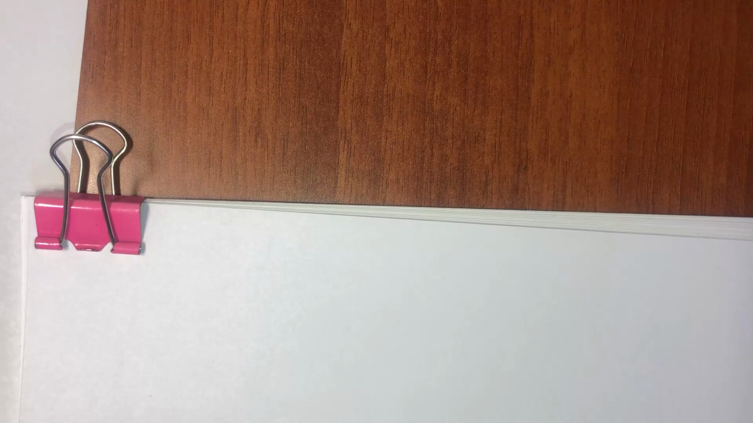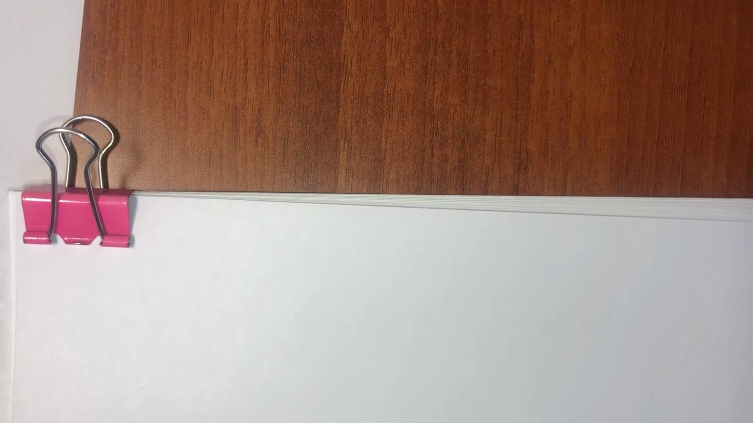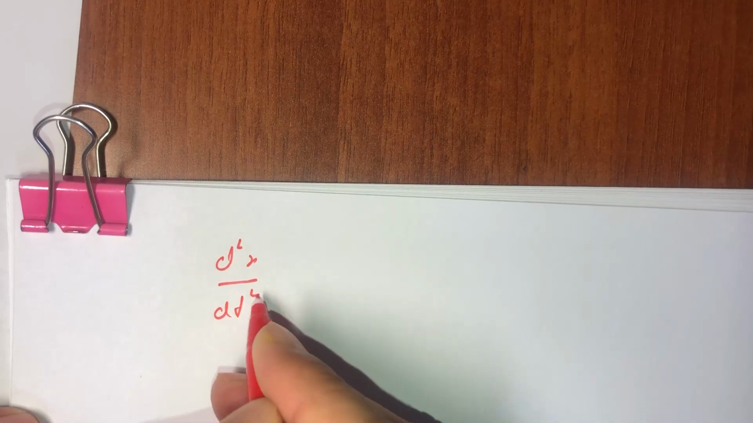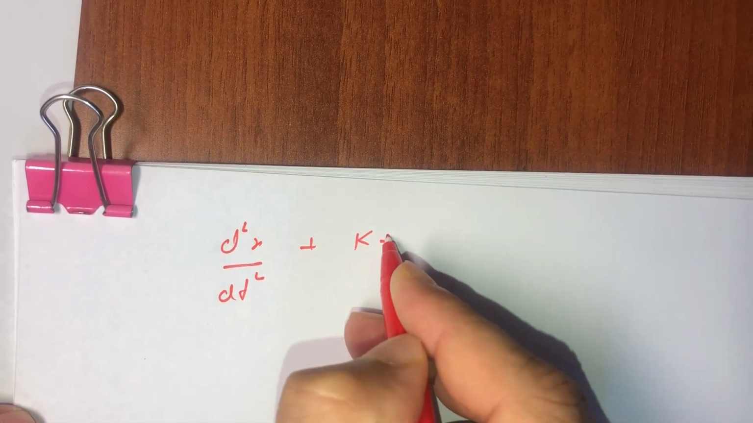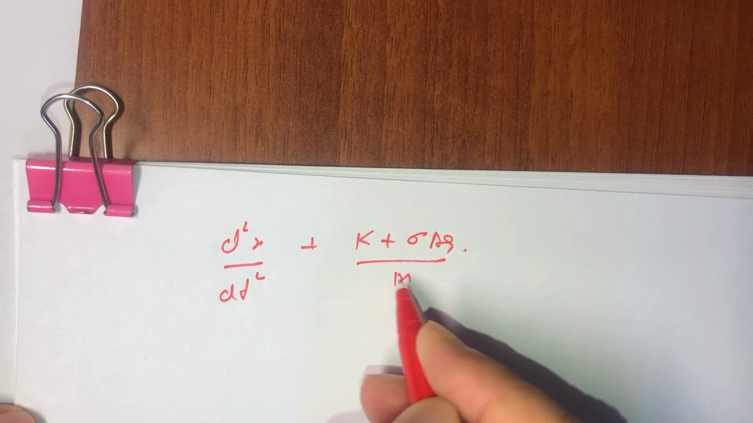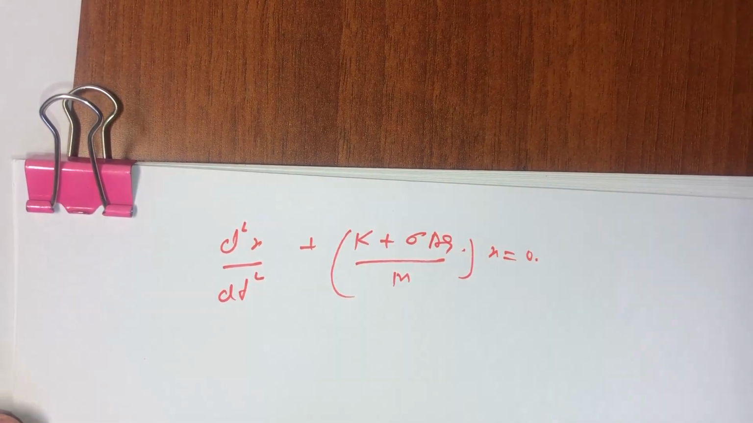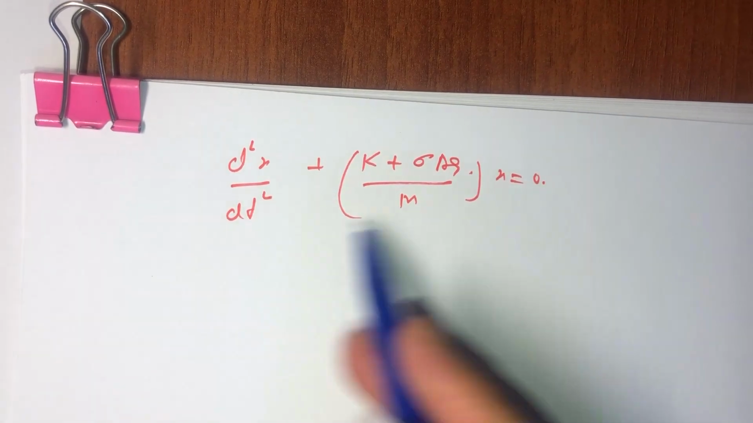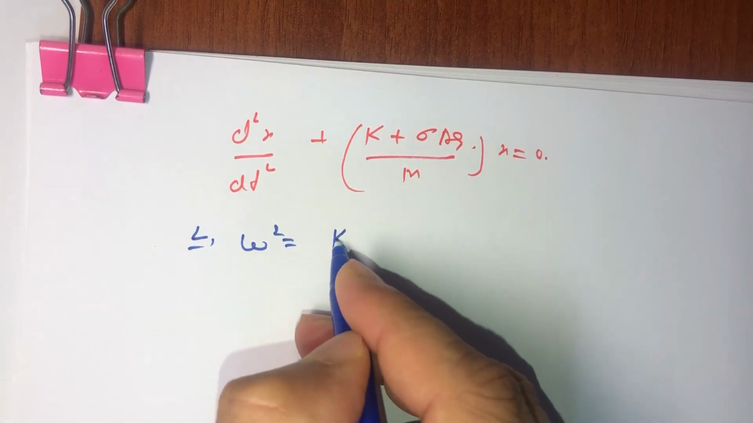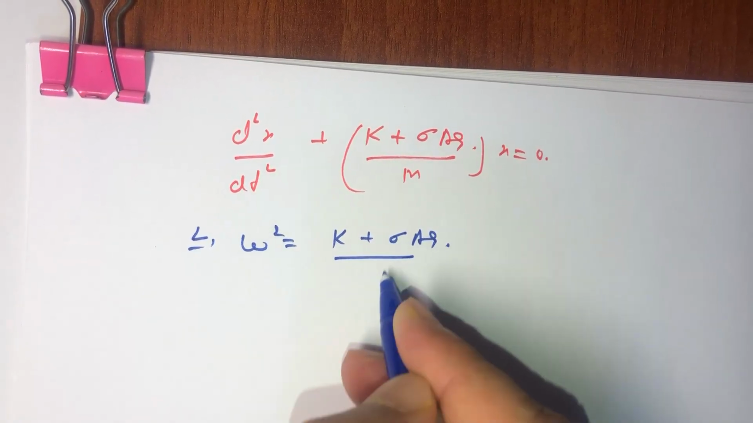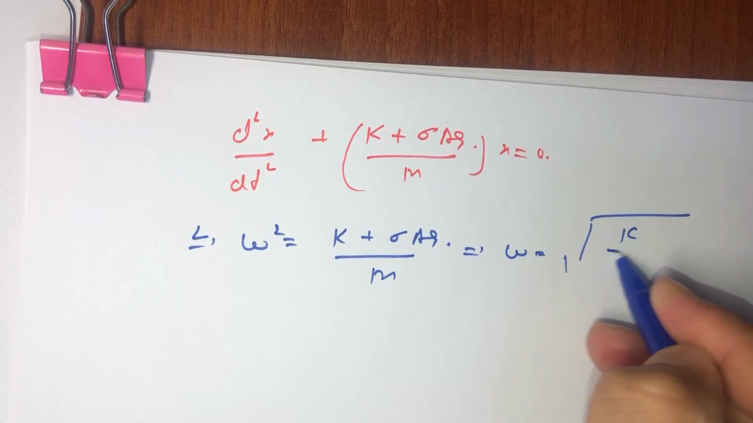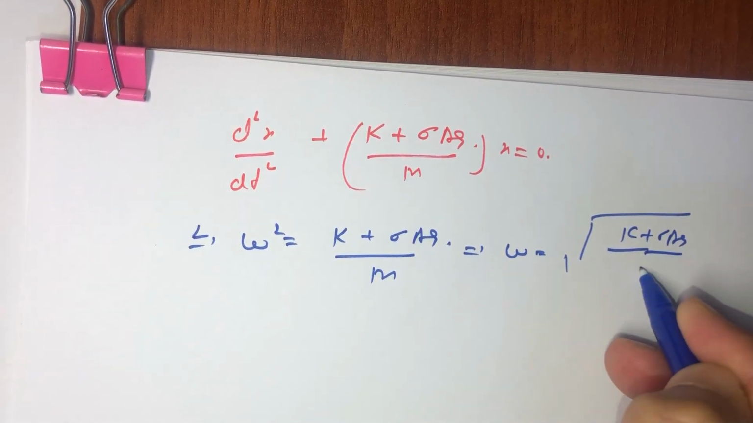The solution of this will be an equation which represents a simple harmonic motion. So we can write this as the double derivative of x with respect to t plus k plus sigma A g divided by m times x is equal to 0. So this is the equation for SHM. Therefore we get omega square is equal to k plus sigma A g upon m, or we can say omega is equal to square root of k plus sigma A g upon m.